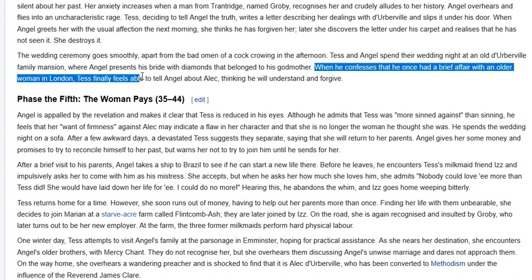Tess finally feels able to tell Angel about Alec, thinking he will understand and forgive. But she couldn't realize that men and women are not the same in the Victorian era. So women's relationships before marriage are not accepted in the society, though men's relationships are considered very normal before their marriage.